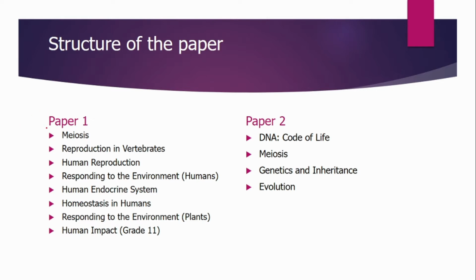Life science paper is divided into paper 1 and paper 2. Here are the topics which are covered under paper 2, which is code of life, meiosis, genetics and inheritance, and evolution. Then in paper 1 there's reproduction in vertebrates, human reproduction, responding to the environment, human endocrine system, homeostasis, responding to the environment in plants, and then human impact. Okay, this topic is done in grade 11.